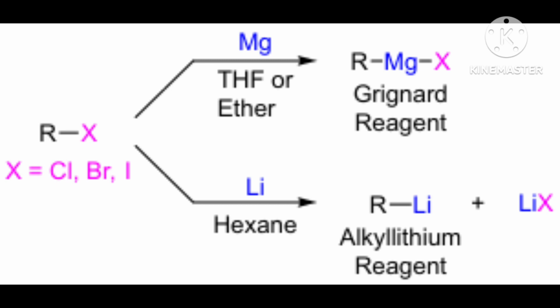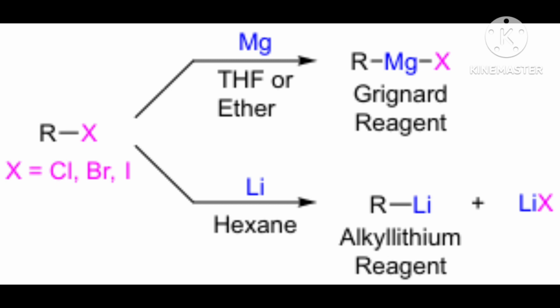Then this RMgX means Grignard reagent is very reactive and reacts with any source of proton. After the reaction, what will it give? It will give hydrocarbons. Any source of a proton, it will react and give hydrocarbons. Okay, you can understand this by one example.